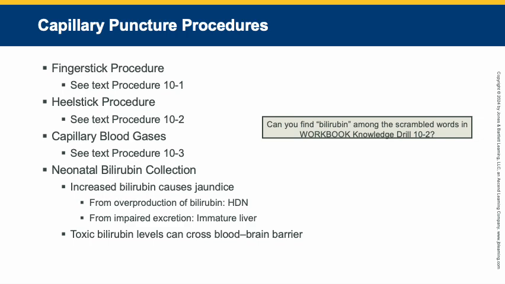Okay, in your textbook, I do want you to make sure and look at pages 366, 367, 368, 369. Let me just say 366 all the way to 376. These are going to give you detailed procedure steps for doing a finger stick procedure, a heel stick, a capillary blood gas, and neonatal bilirubin. Make sure that you look over these step-by-step procedures in your textbook.